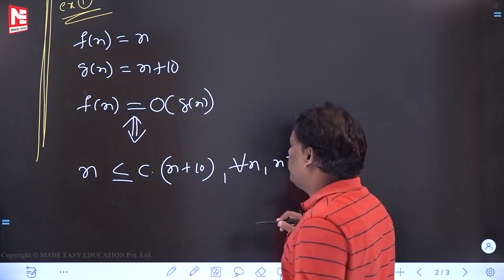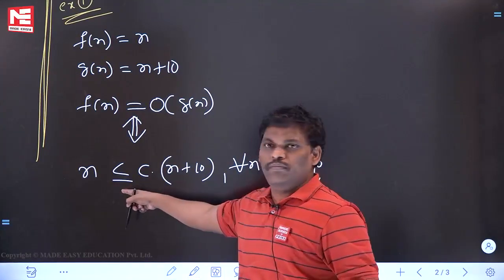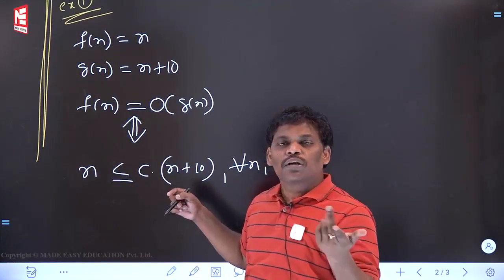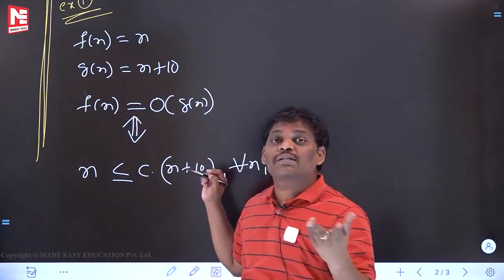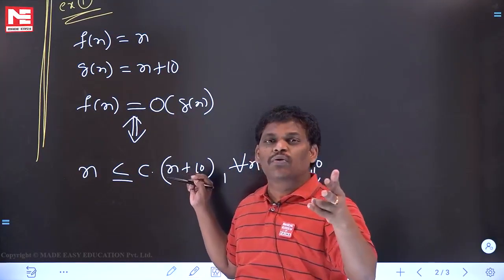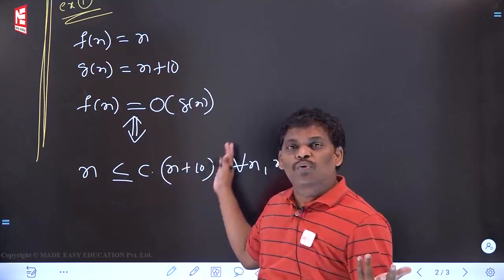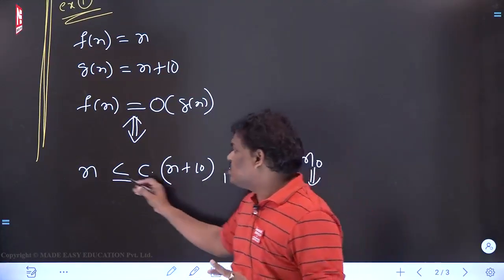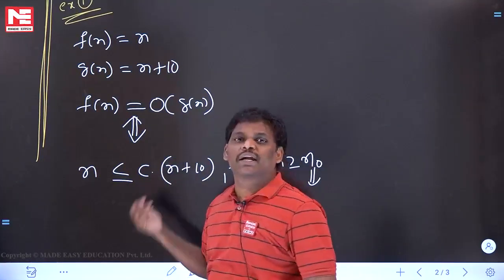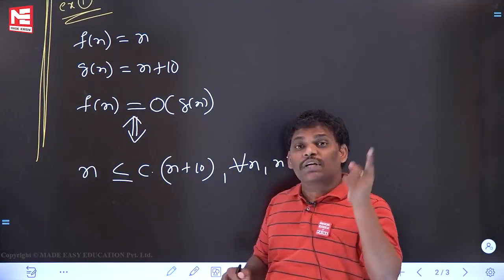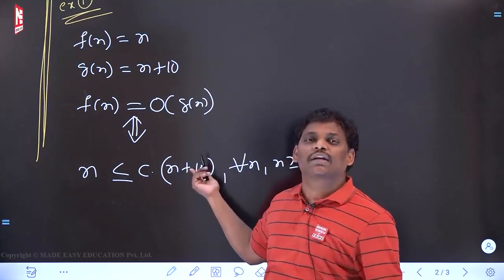Now I will try. Can you help me with one small line? What is the meaning of big O? Less than or equal to. What is the meaning of less than or equal to? Comparing left side, right side should be greater. F of n less than or equal to some c into g of n. You have to prove right will be greater. Left is n, right is n plus 10. Of course, right will be greater. Comparing left, right is already greater.